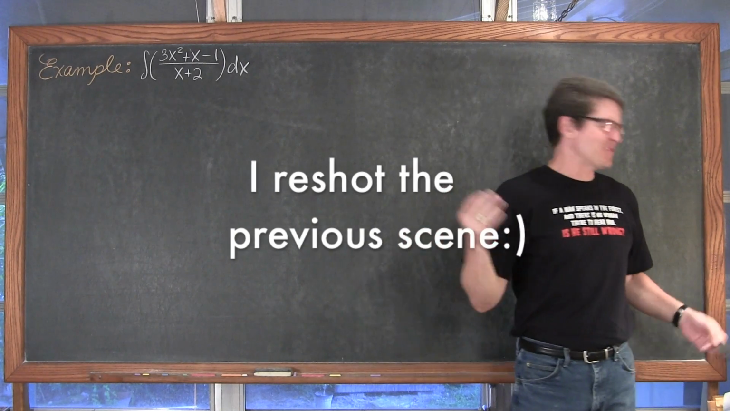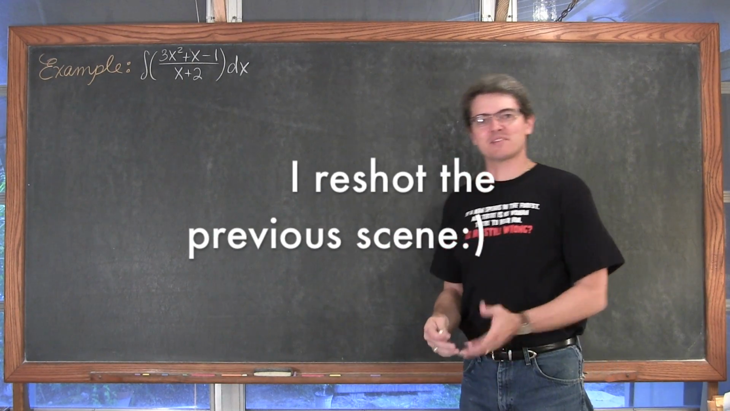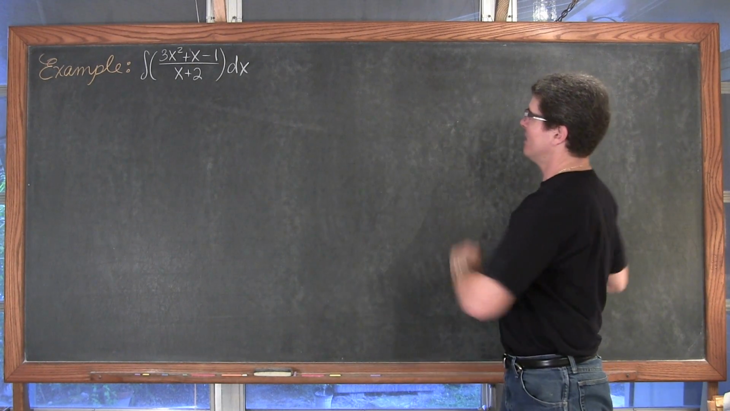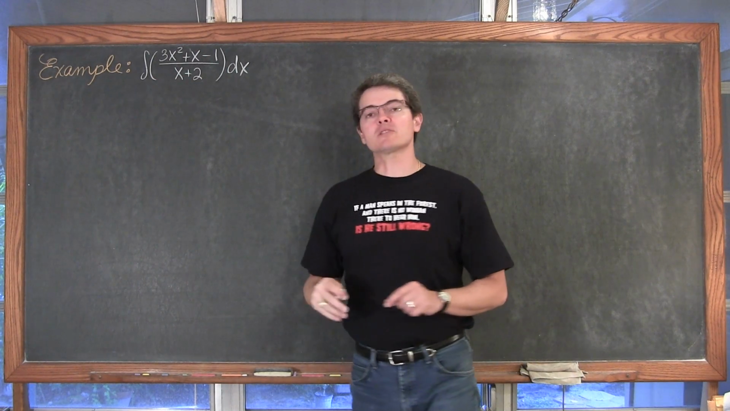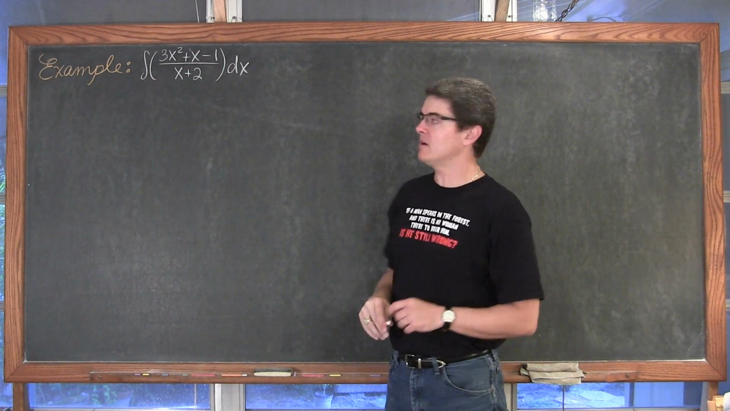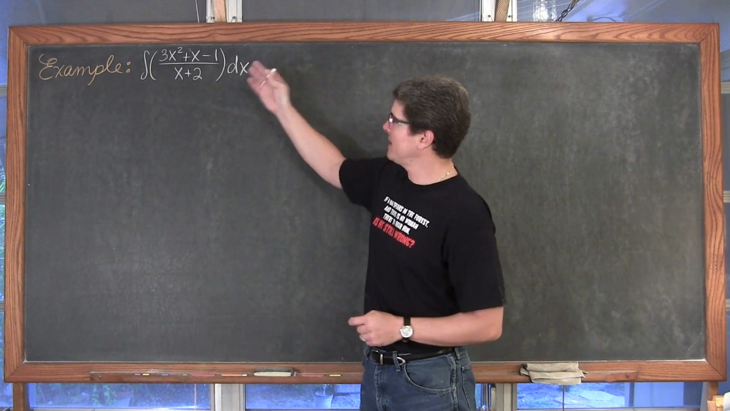I was going to say I said 2, but then I saw what I was doing in my next example. Didn't want to cram it all up on the board, not have enough space. So we have the indefinite integral of 3x squared plus x minus 1 over x plus 2 dx.